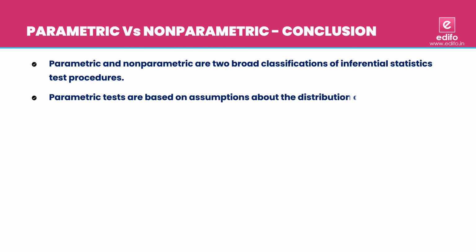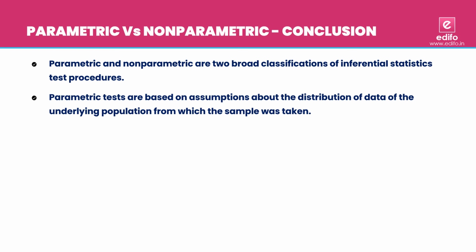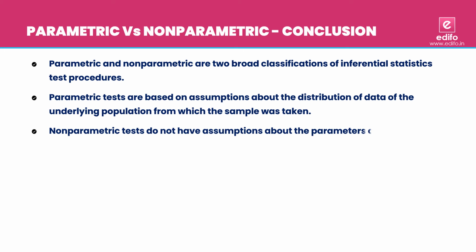Parametric tests are based on assumptions about the distribution of data of the underlying population from which the sample was taken. We are taking the sample and we estimate the parameter using the statistic. Next, non-parametric tests do not have assumptions about the parameters of the underlying population distribution because there are no hard and fast rules about the population in non-parametric tests.